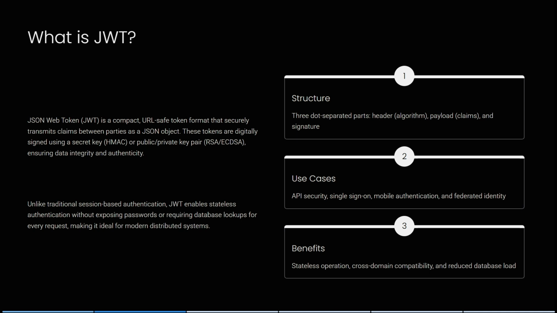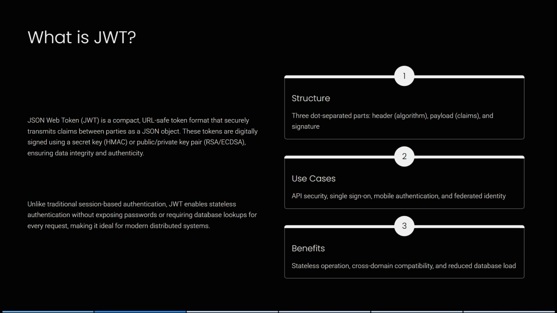So, what is JWT exactly? First of all, it is a compact URL-safe token format that securely transmits claims between parties as a JSON object. These tokens are digitally signed using a secret key or a public-private key pair, ensuring data integrity and authenticity. It's unlike traditional session-based authentication.